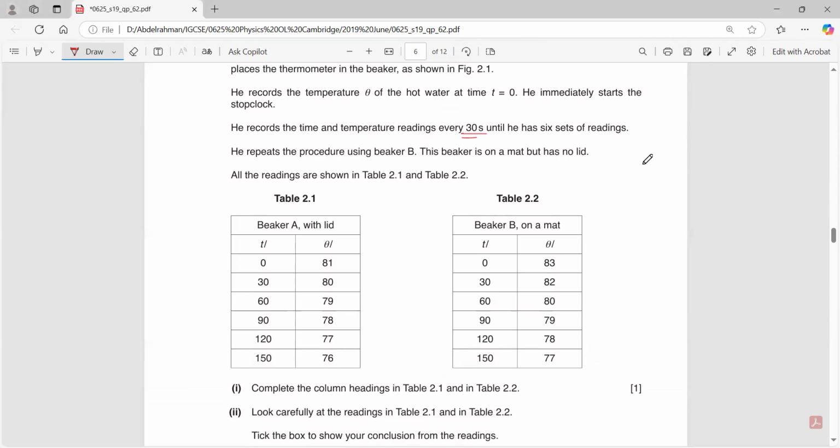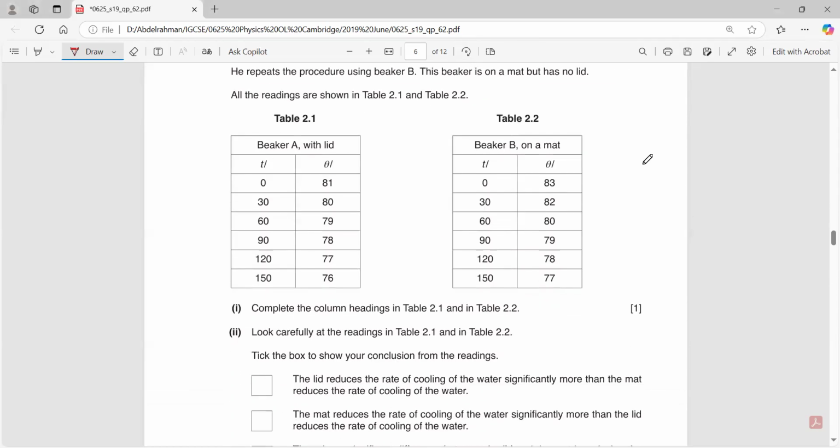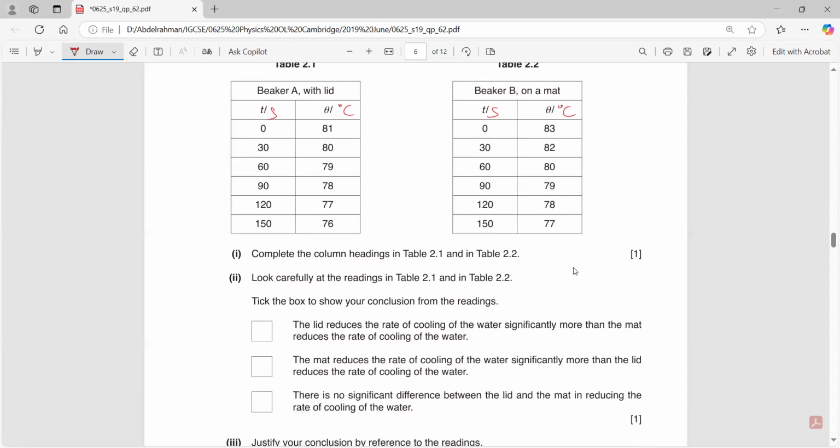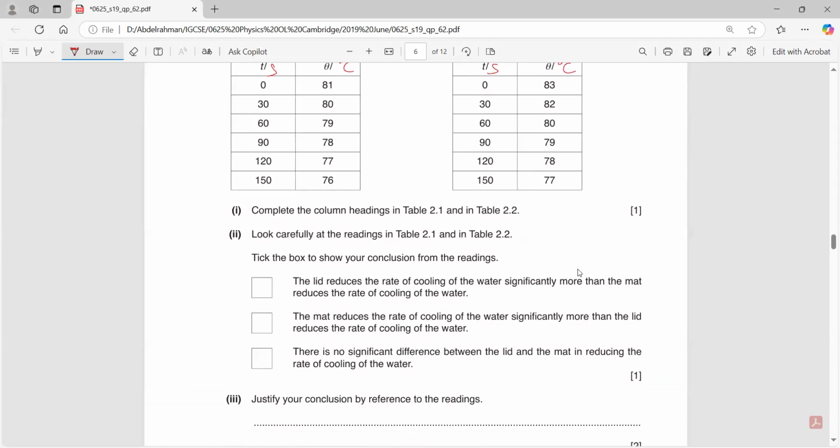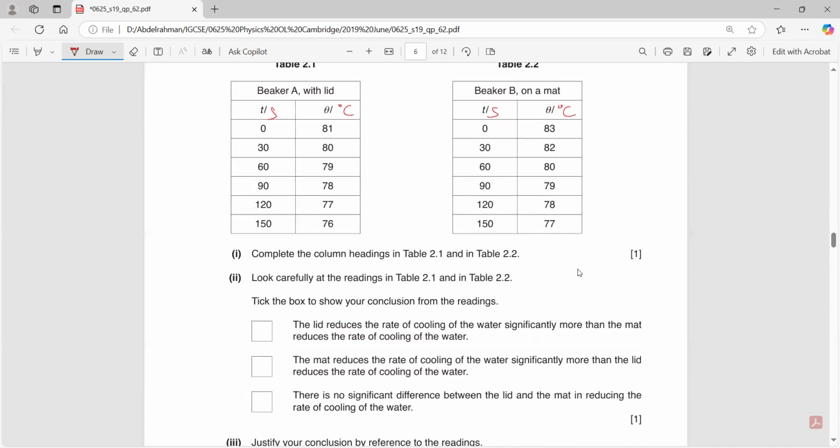Can I complete the column headings? Yes. First of all, the time is in seconds, and the temperature theta is in degrees Celsius. Look carefully at the readings. Tick the box to show your conclusion from the readings.